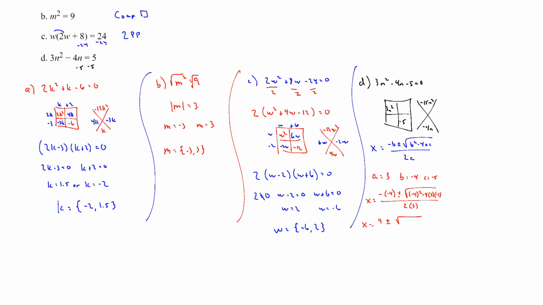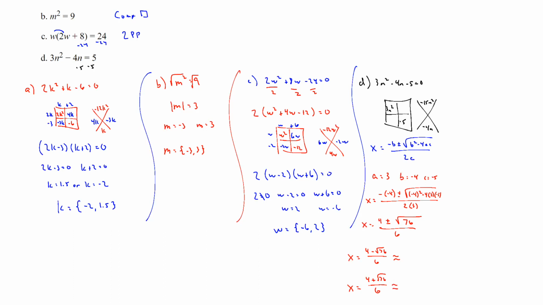And then plug all of that into your calculator. You can do it in parts, but you're going to get 16 plus 60, which should give you 76 underneath the square root. And so now we have two answers. We have x equals 4 minus the square root of 76 over 6, which is approximately some value we'll figure out in a second, and x equals 4 plus the square root of 76 over 6, and we'll figure out what that value is.